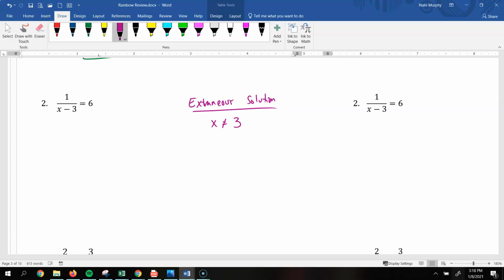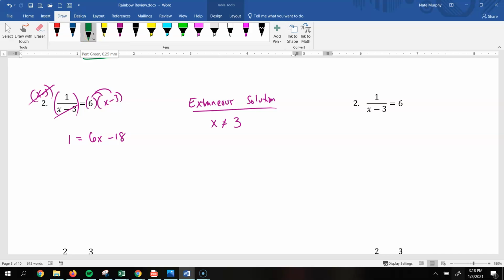All right, so my LCM here would just be x minus 3. So we're going to multiply everything on both sides by x minus 3. By doing that, we get rid of the fraction, which is the whole point. And so now we would have 1 on the left equals, and I'm going to distribute the 6 through to get 6x minus 18.